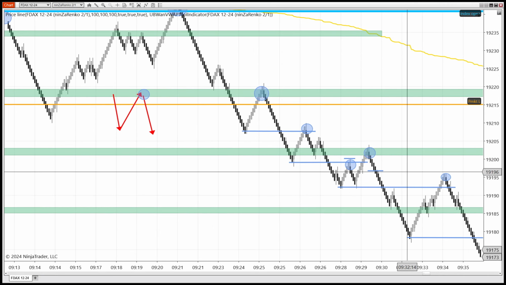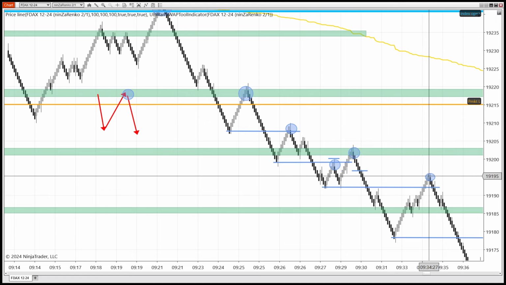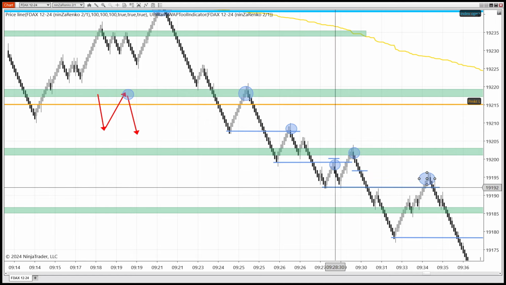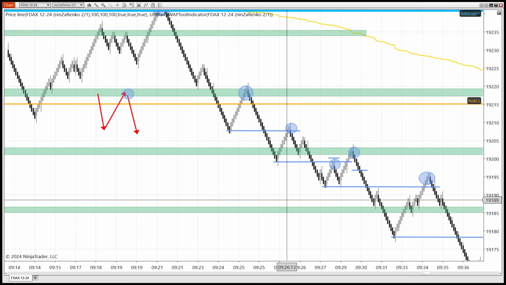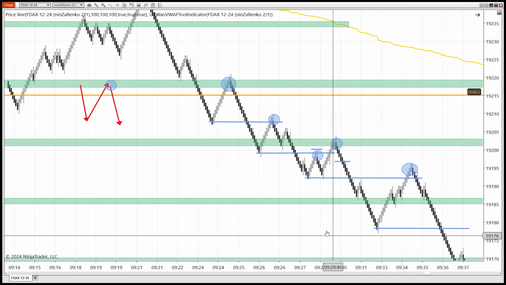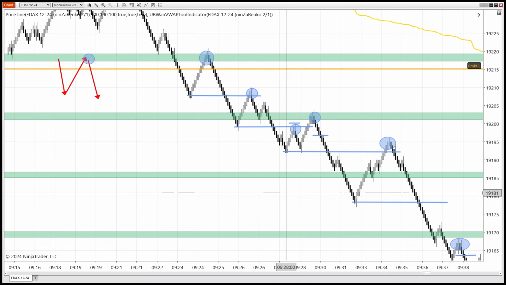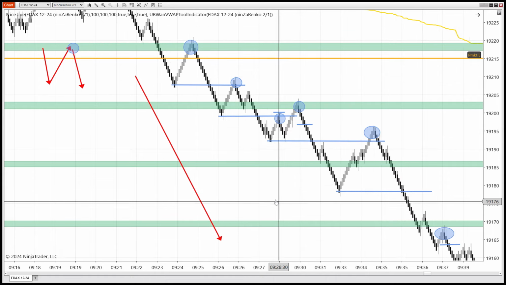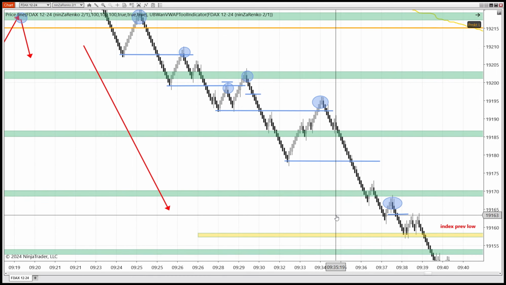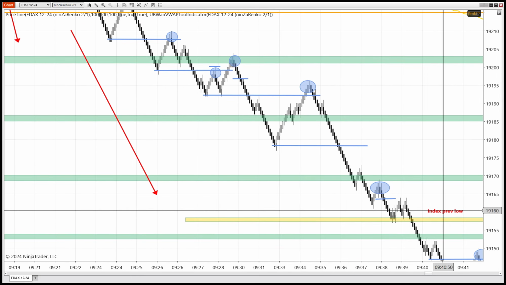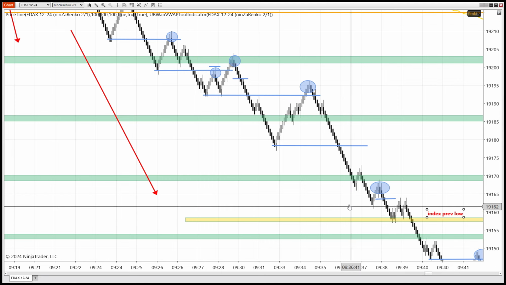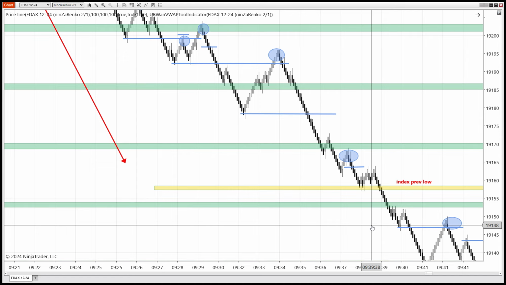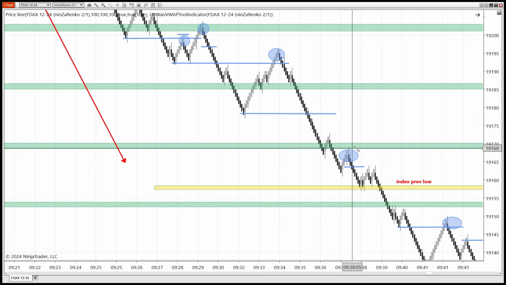Okay, so these were the setups. Here again we had a nice setup, structure retest. We had a nice sell-off below the pre-market low. We know when there's a breakout, it has a lot of room to drop because of the daily ATR. We hit the index previous low, and this is where I first was thinking, okay, be careful with shorts. This was my last short at that time.